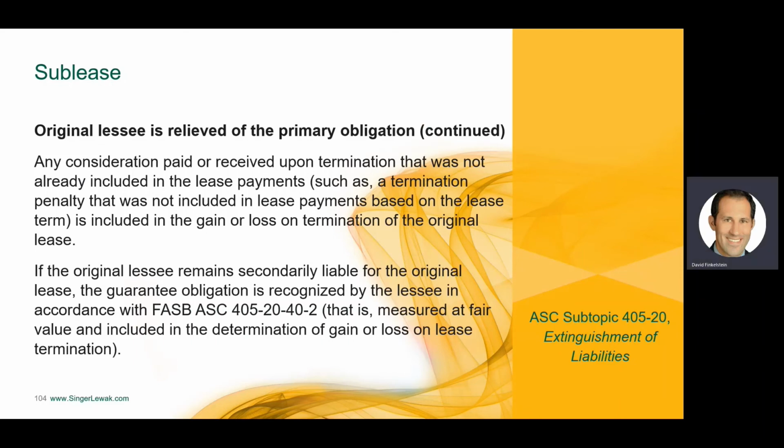Any consideration paid or received upon termination that was not already included in lease payments, such as a termination penalty that was not already baked into the lease payments, is included in the gain or loss on the termination of the original lease. If the original lessee remains secondarily liable for the original lease, the guarantee obligation is recognized by the lessee in accordance with FASB ASC 405. That is basically, it'll be measured at fair value and included in the determination of your gain or loss on the lease termination.